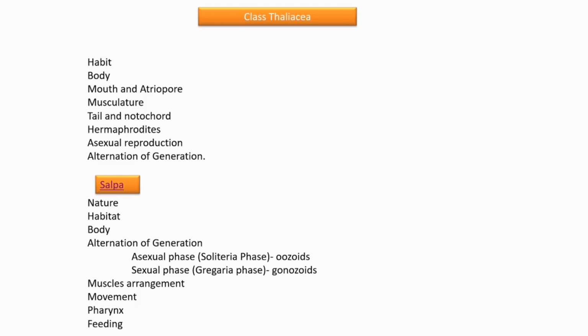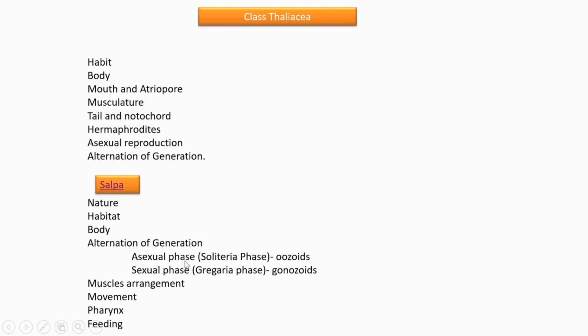And where is its habitat? It is found in tropical, temperate and cold seas. And how is its body? Body is transparent and barrel shaped, with branchial and atrial apertures at opposite ends. Then alternation of generation is present. Alternation of generation means in a single life cycle, both the sexual phase and the asexual phase exist. The asexual phase alternates with the sexual phase in the single life cycle of Salpa. That is why it shows the property of alternation of generation.